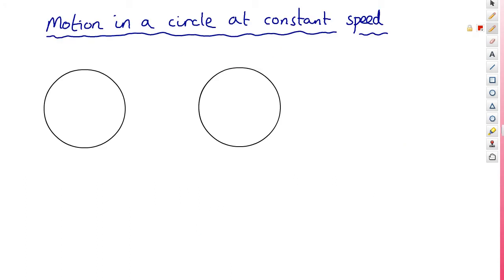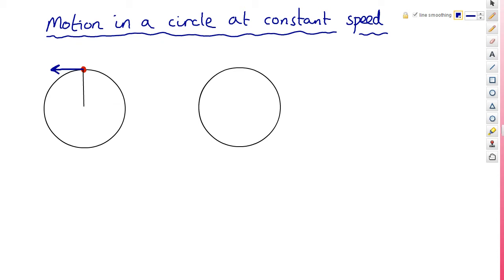We need to look at motion in a circle at constant speed. If something's speeding up as it moves in a circle, so in other words the magnitude of its velocity is changing, then that's pretty complex, and that crops up later in the course. We're just looking at the moment at basic circular motion where there's a constant speed, where a body is moving around in a circle at the same magnitude of speed or magnitude of velocity.